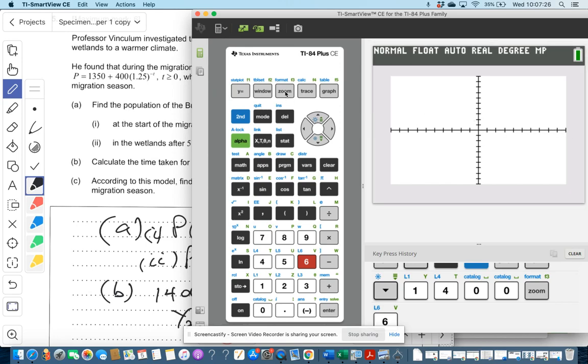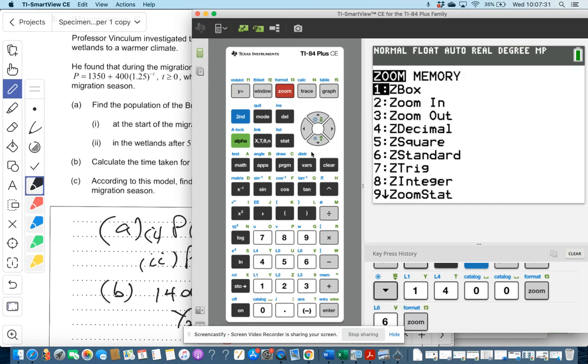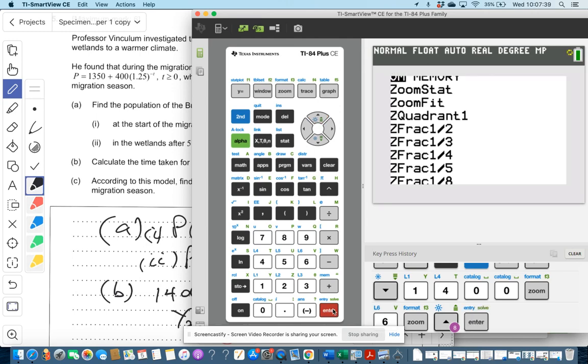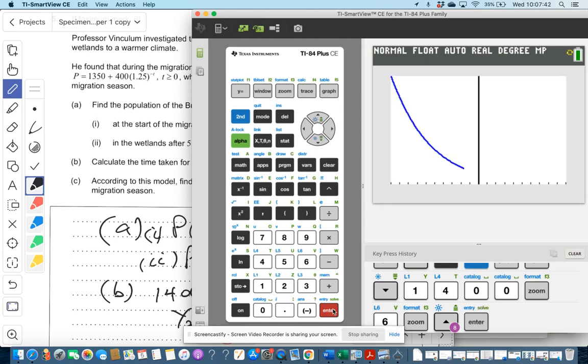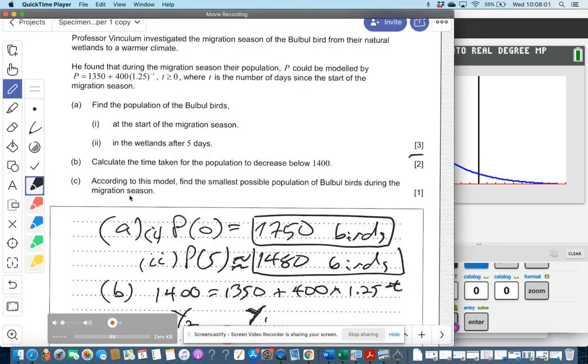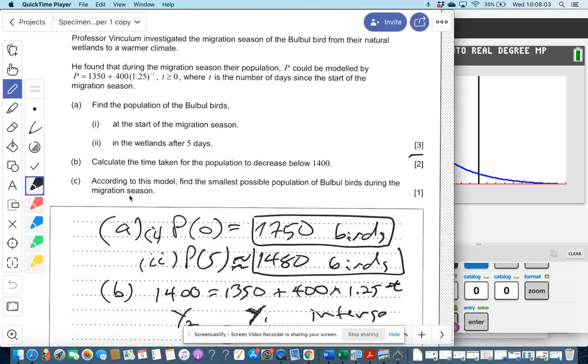So what you could do is you could mess with the window and try and adjust it, or you could just do zoom 0 is a zoom fit. All right, so when you hit that, it should show the two curves and even the intersection. Sometimes it's difficult to see, but there is an intersection down here in the lower right-hand corner. So B, you're just going to find the intersection of those two lines on the TI-84.